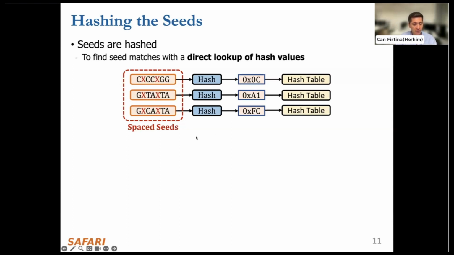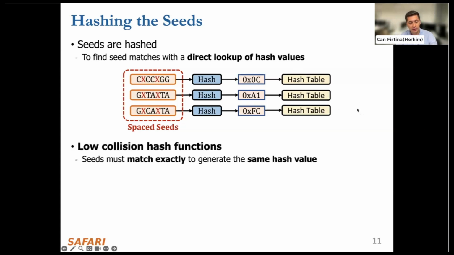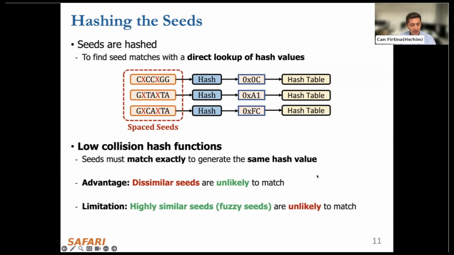So in this case, for example, we have space seeds, and then here we hash them and generate their hash values and then use hash tables to find the hash matches. And to do so, usually low collision hash functions are used. So this means that the seeds must exactly match to generate the same hash value. Meaning, for example, here, if you want to generate the same hash value for a particular space seed, then the space seeds should be exactly matching. So the advantage of this mechanism is, of course, that dissimilar seeds are unlikely to match. But then the limitation is that the highly similar seeds, meaning fuzzy seeds, are also unlikely to match.